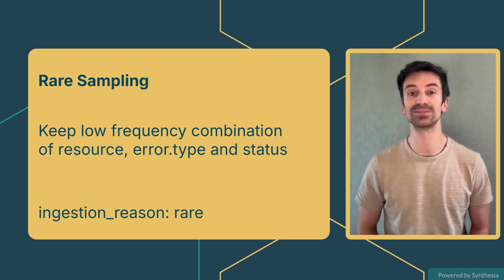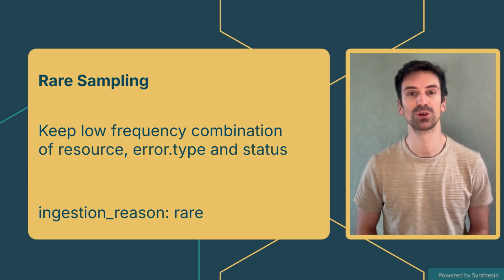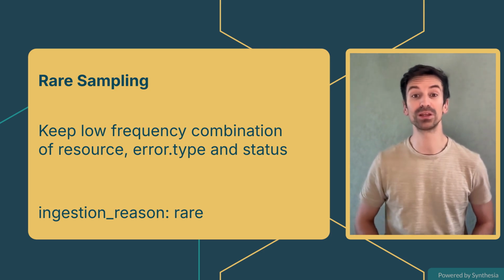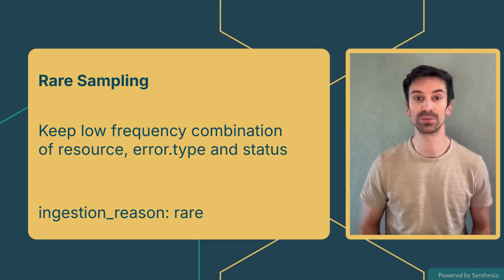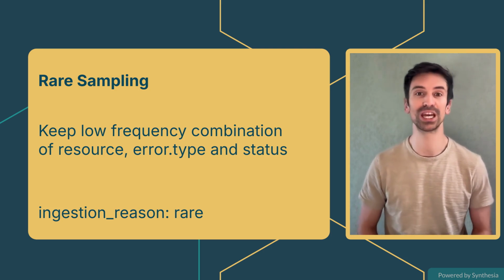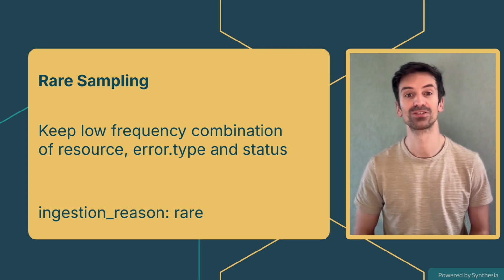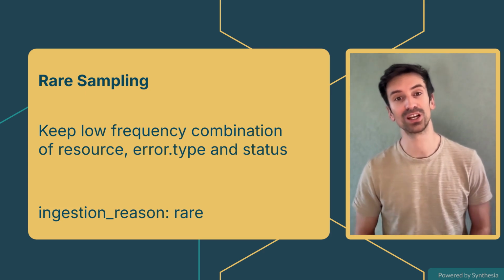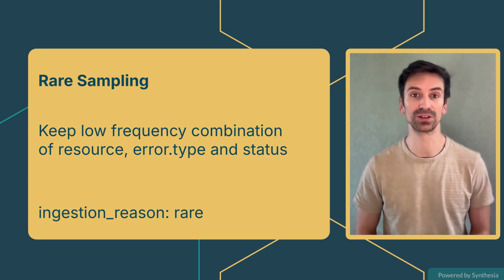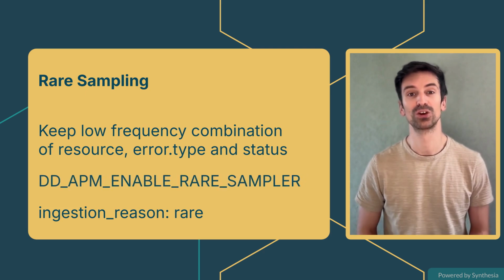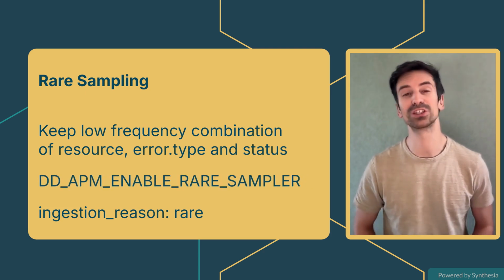So why does it matter? Critical endpoints with unusual traffic patterns, think internal admin calls or rare feature paths, might otherwise be invisible. Rare sampling keeps them visible. How do you set it up? Depending on the version, it's not enabled by default in the agent. So check the doc and explicitly enable it via datadog.yaml or the environment variable DD_APM_ENABLE_RARE_SAMPLER if need be.